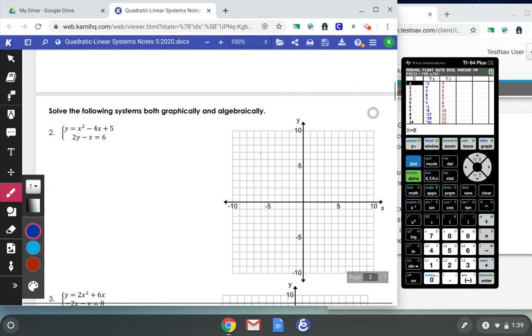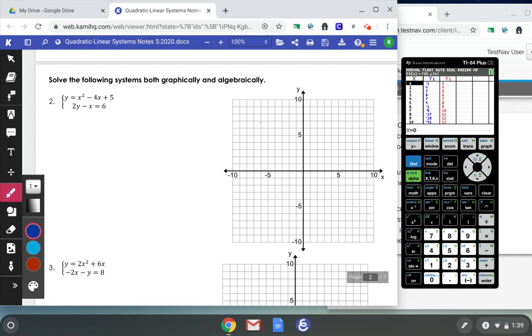Okay, let's take a look at another example. So this one says to solve graphically and solve algebraically. What I am going to do, though, is for number 2, I'm going to solve algebraically. And number 3, I'll go through and I'll solve that one graphically, just to save a little bit of time. All right, so number 2, solve algebraically.